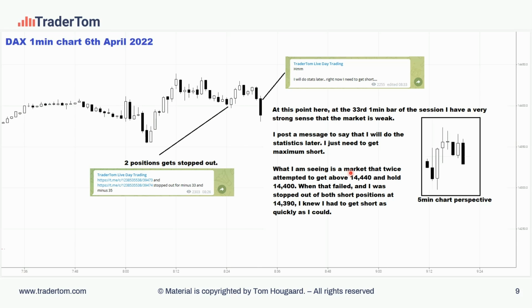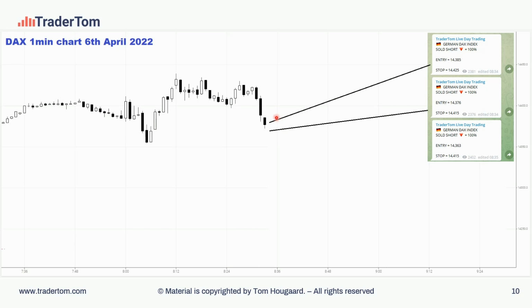But what I'm seeing is a market that twice attempted to get above 14,440 and hold 14,400. When that failed and I was stopped out of both short positions at 390, I knew I had to get short as quickly as possible, which is why I posted this message here. I will do the stats later. Right now, I just need to get short the market. And so that's exactly what I'm doing.